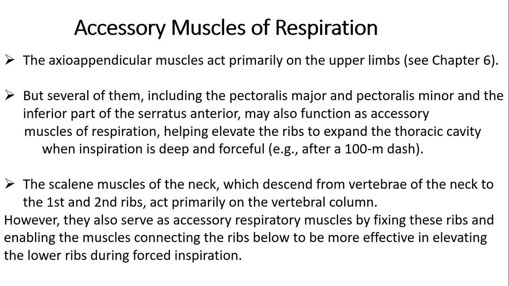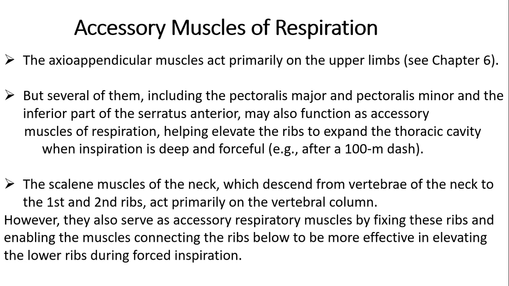First of all, there are some accessory muscles of respiration as shown here in these slides. These muscles are primarily concerned with the upper limb. They are attached from the thoracic wall to the upper limb. And most of the movements these muscles cause are concerned with the movements of the upper limb. But many of them, that is pec major, pec minor, serratus anterior, also act as accessory muscles of respiration when needed in forceful inspiration and expiration.